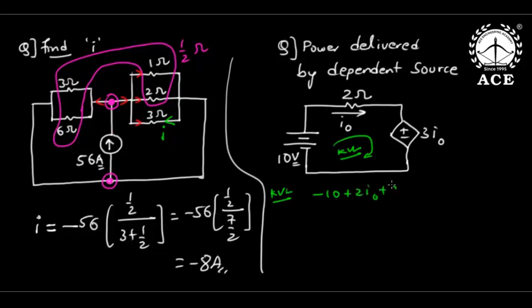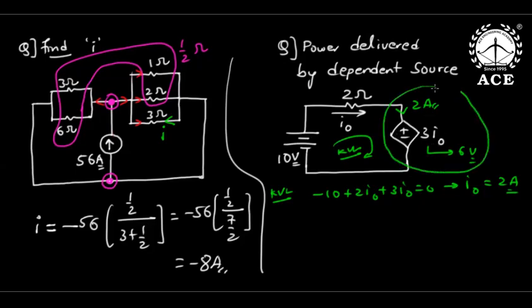KVL: minus 10 plus 2 I naught plus 3 I naught equal to 0. So automatically I naught is 2 amperes. Once I naught is 2 amperes, this is the same 2 amperes flowing. Now 3 times 2 is 6 volts. From I naught, because it is a current dependent voltage source, we got this also. But see here clearly, current is entering the positive terminal, which means it is a sink.